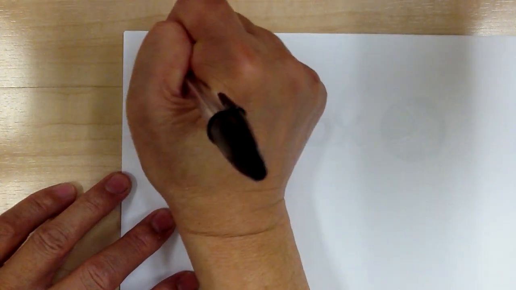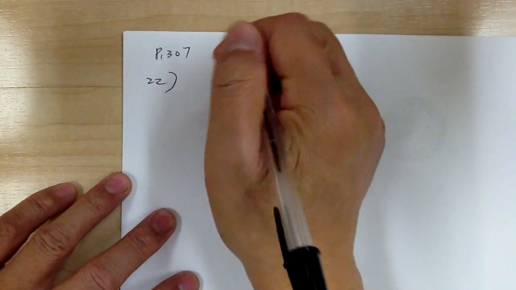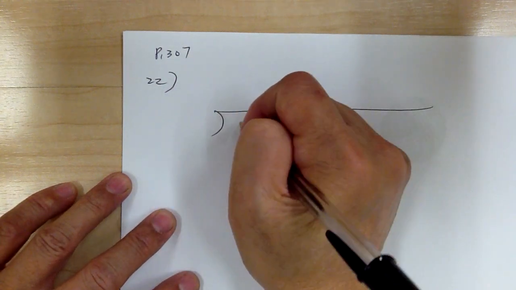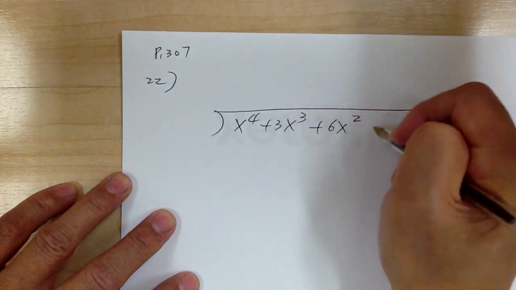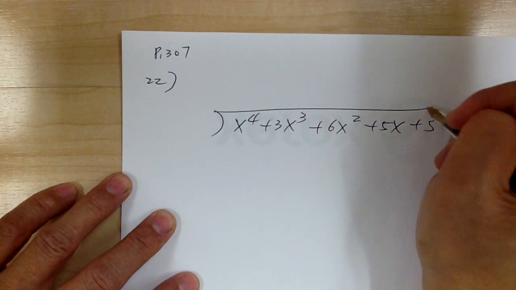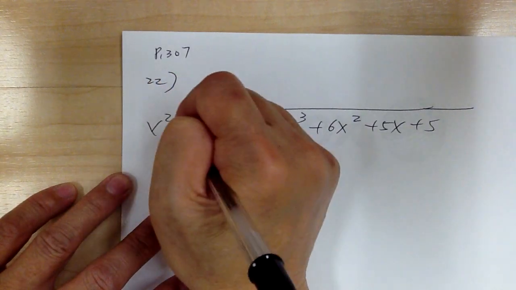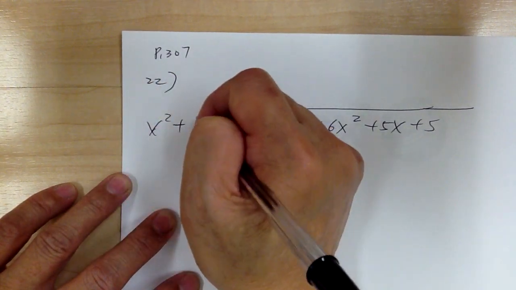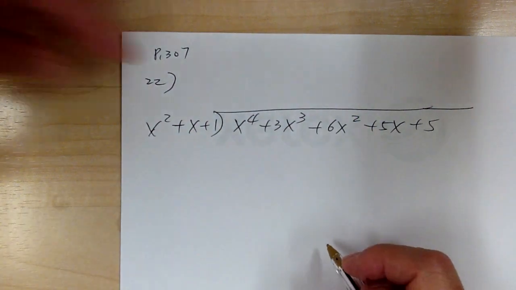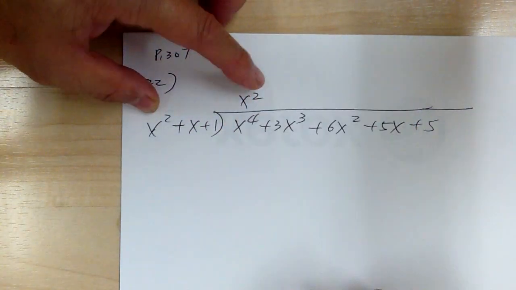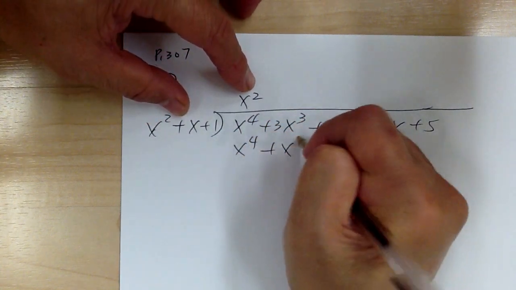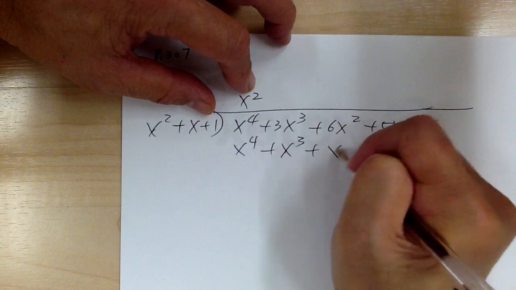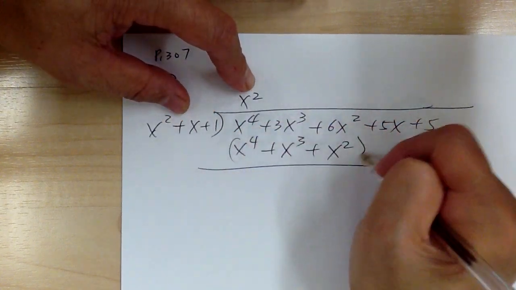Okay, let's go to 22. You have x to the 4 plus 3x to the 3 plus 6x squared plus 5x plus 5 divided by x squared plus x plus 1. Again, look at the first term, so you need to get x squared. X squared times x squared gives you x to the 4. Next term plus x to the 3. Next term plus x squared. Draw the line, put parentheses, subtract.